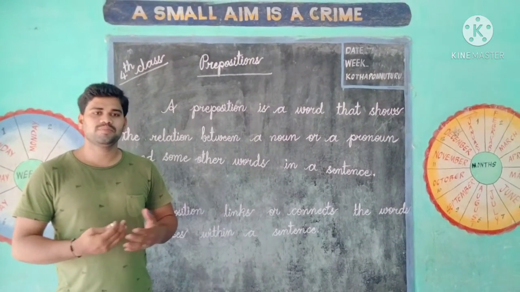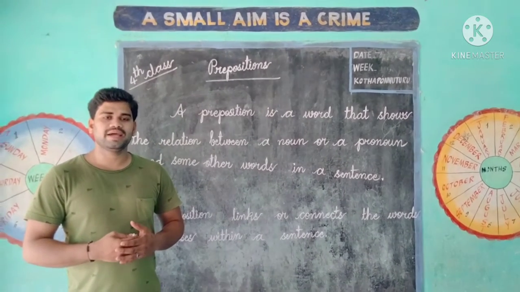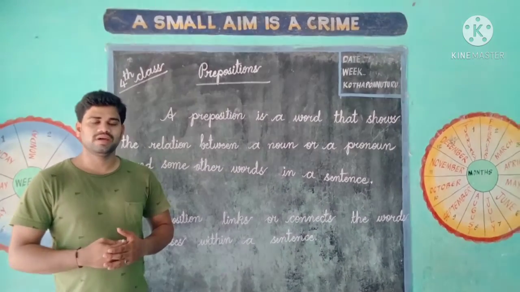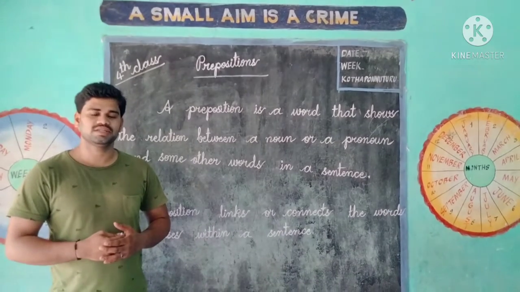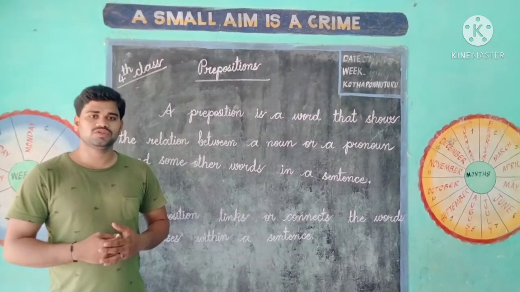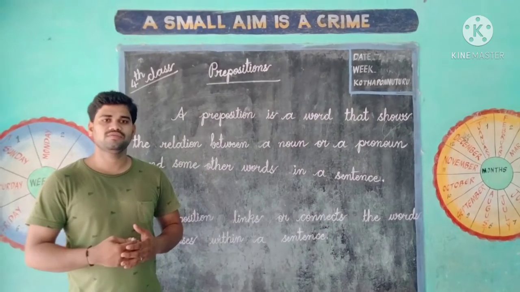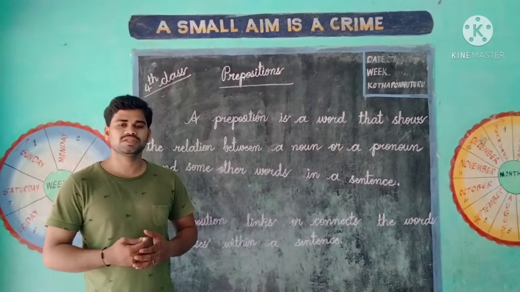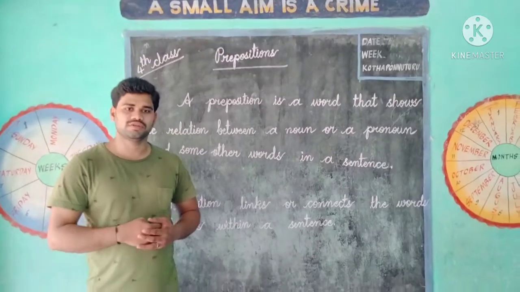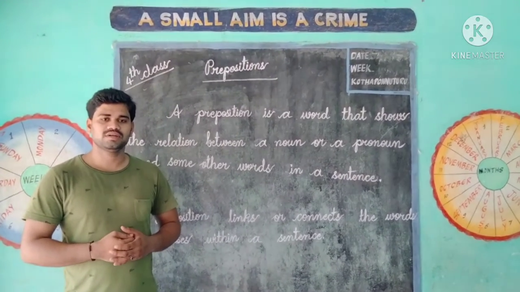Students, in our previous class, we learnt about forming adjectives from verbs in English grammar for 5th class children. In today's class, we are going to learn a new topic in English grammar, preposition for 4th class children. Okay, children, let's get started with our topic. Preposition. What is a preposition?